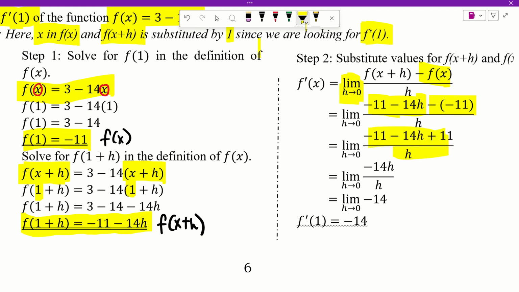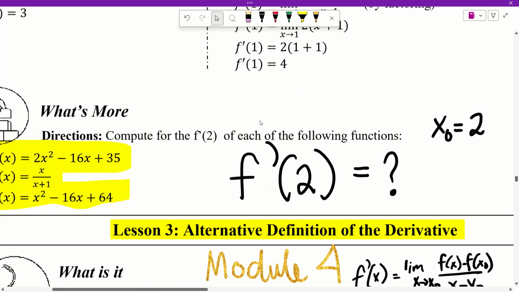So negative 11 plus 11 is 0, so negative 14h remains, and we can cancel the h because it is division. The remaining is the limit of negative 14 as h approaches 0. We all know that the limit of a constant is the constant itself. So the derivative of the function at x equals 1 is equal to negative 14.